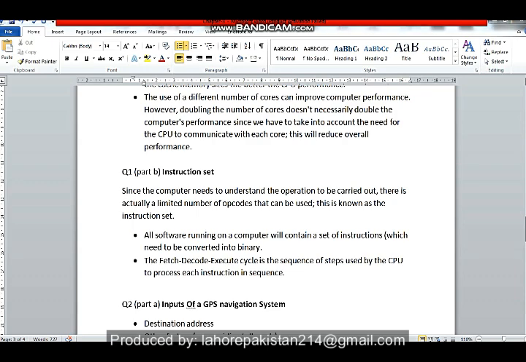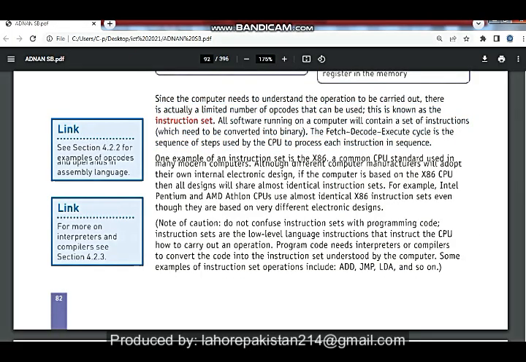You can write a bit more detail if the question is worth more marks. You can mention that x86 is a common example of an instruction set, which is used by famous companies like Intel, Pentium, and AMD, Athlon.